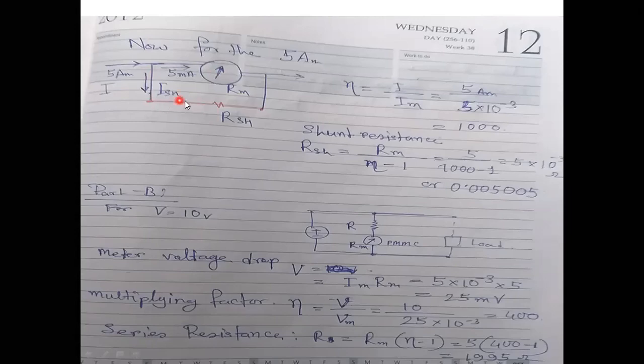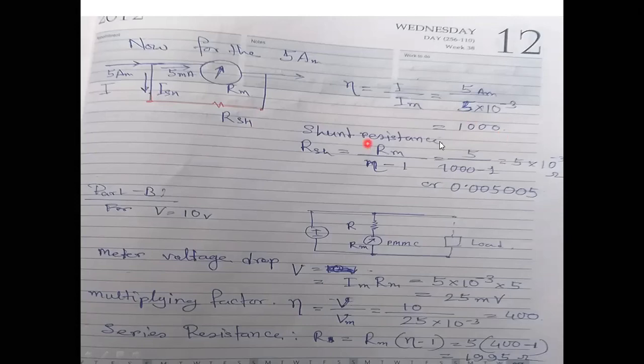Will differentiate. So this is the multiplying factor. I have to mention it. Multiplying factor η is I by Im. I is the total current, which is 5 ampere, and Im is the full scale deflection current, which is 5 milliampere. So it is 5 into 10 to the power minus 3. It is coming 1000.